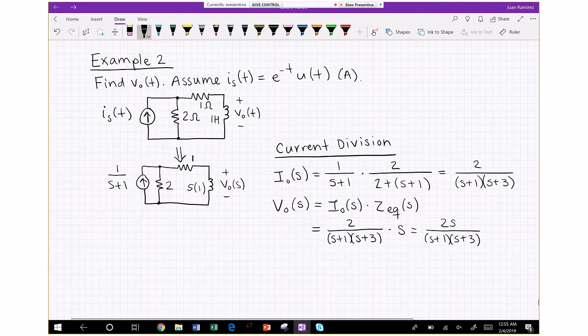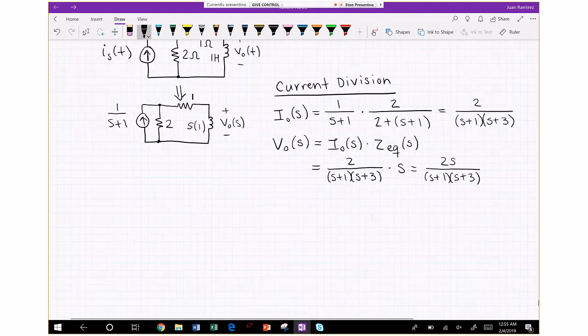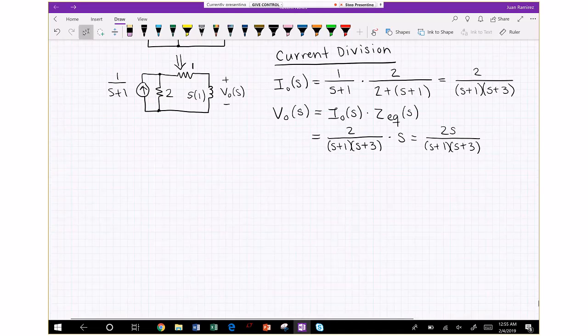Alright, so you end up with that. That's your output voltage in the S domain. And then you do the inverse Laplace transform. First you'll have to decompose the fraction, partial fraction. You decompose it, you then end up with your output voltage in the time domain. That's one way. Let me do a slightly more complicated way, just to also show that we can do source transformations and voltage division and whatnot.